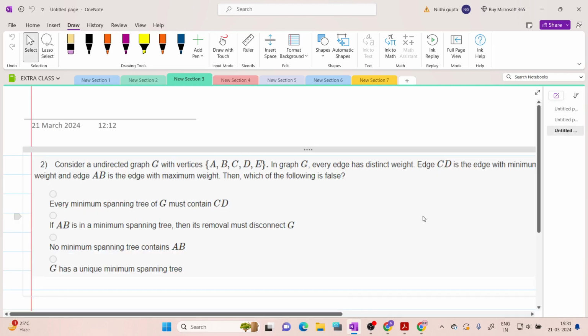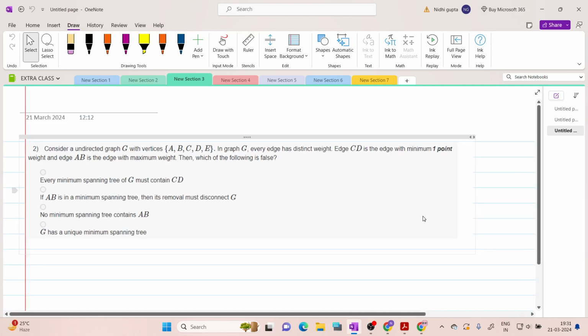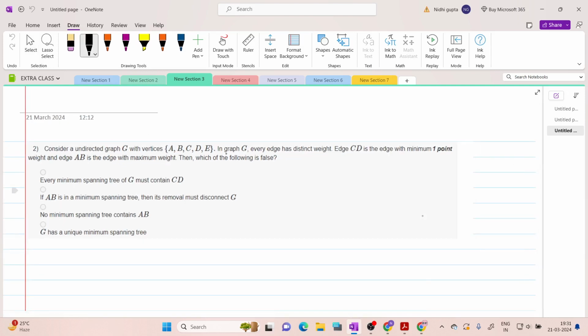So now we have another question. Consider an undirected graph, and in this we are given that every edge has distinct weight. Edge CD is the minimum weight edge, and edge AB is the maximum weight edge. Then which of these is true and which is false? The first statement is that every minimum spanning tree must contain CD. True or false?